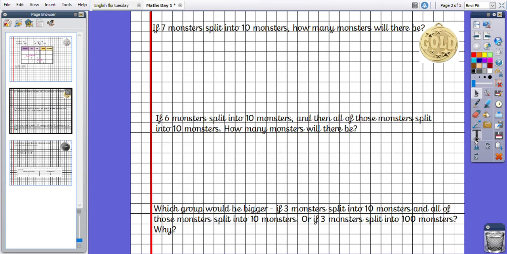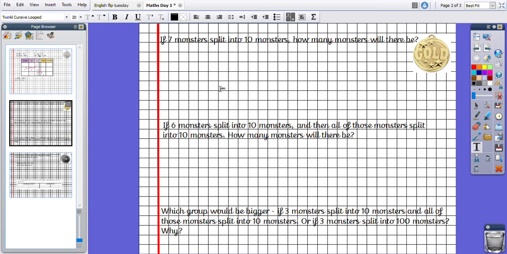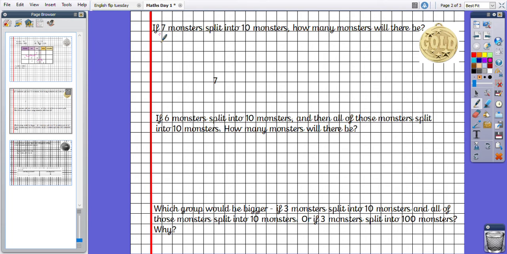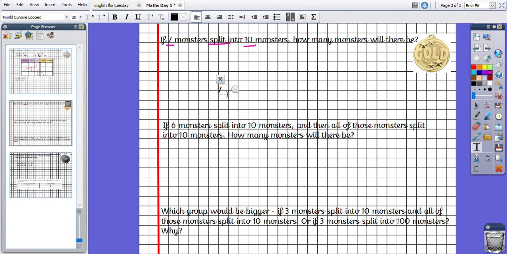So if 7 monsters split into 10 monsters, how many monsters will there be? So it is asking you to work out what calculation you need. Okay, so you have 7 monsters, which we will underline our key numbers. 7 monsters split into 10 monsters. So 7 monsters, and we're making more monsters, we're splitting them. So we are increasing our number, making it bigger. So we are timesing by 10. So this question would ask you to times by 10.